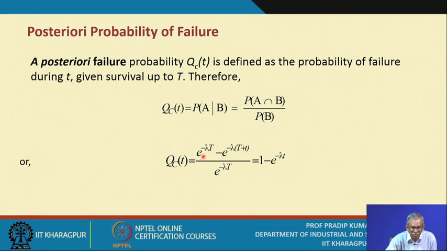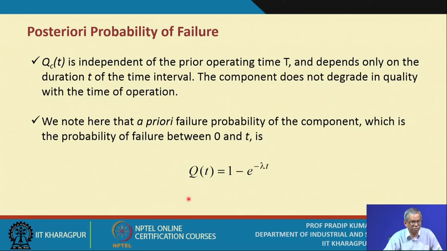So, now what will be this expression? That means e to the power minus lambda T minus e to the power minus lambda (T plus small t), divided by e to the power minus lambda T. That means 1 minus e to the power minus lambda t. So, you come across such terms, and this way you define it. These are the expressions for the posterior probability of failure.